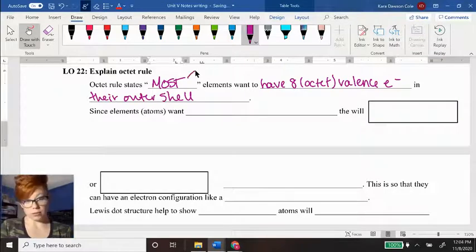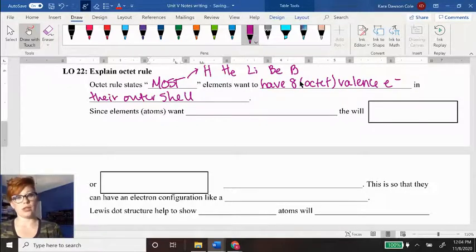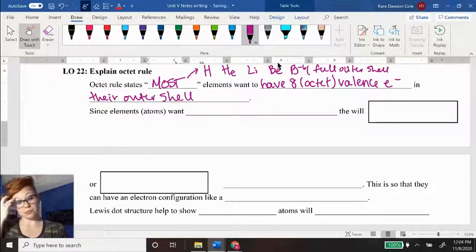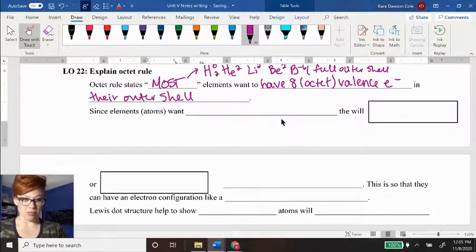There are exceptions to this. Most, except for hydrogen, helium, lithium, beryllium, boron. Those are the 5 elements that don't care to have 8 valence electrons. Most of these will want to have just a full outer shell, which for boron would be 6 electrons. Beryllium would be 2. Lithium would be 2. Helium would be 2. And hydrogen would be either 0 or 2, depending on what it wants to be. Hydrogen is kind of that little black sheep of the element family.